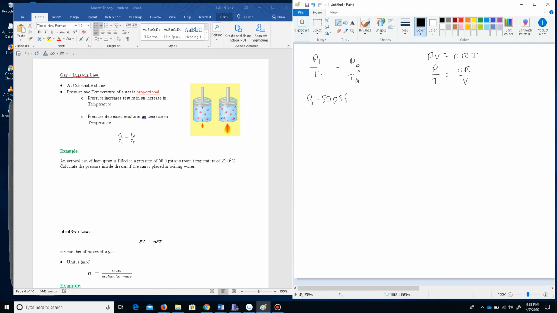And our room temperature is 25 degrees Celsius. So that's going to be, add 273, you get 298 Kelvin. And we want to calculate the pressure inside the can if the can is placed in boiling water. And I guess we're going to assume that it comes up to equilibrium. So temperature 2 is going to be 100 degrees Celsius. So it'll be 373 Kelvin.